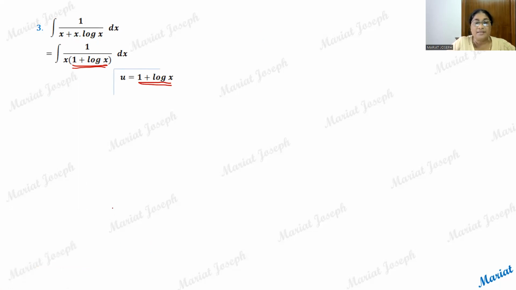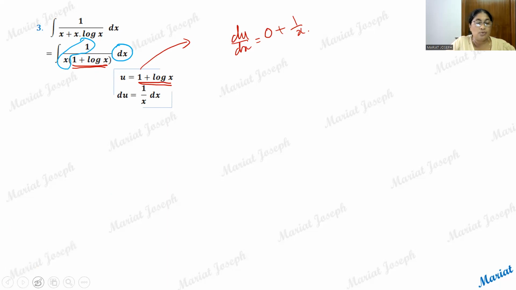The reason is du by dx will be then, what will be du by dx? Derivative of 1 is 0, log x derivative is 1 by x, which we have there. Look, we have 1 by x multiplied with dx. Therefore, differentiating, du is equal to 1 by x dx.